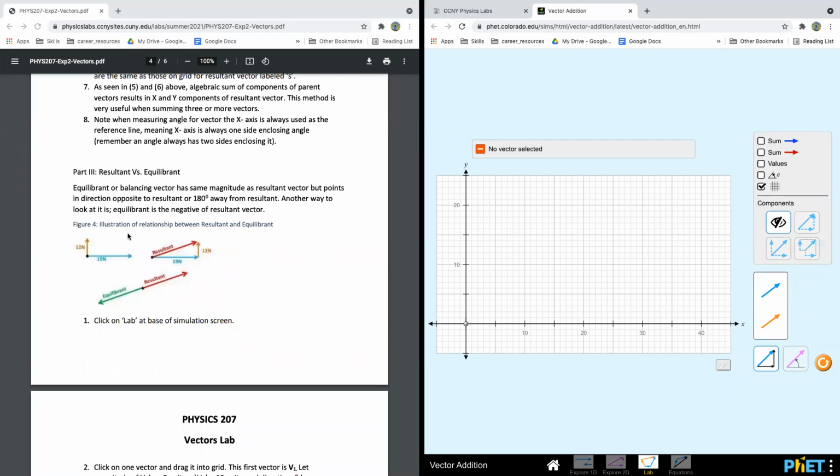Before we start, we have to introduce another concept, which is equilibrium. We have to make a comparison between resultant and equilibrium. When we see a resultant, that means two vectors added together. Say one is vertical, one is horizontal, and then you add them together. From the tail of one vector pointing to the other vector's head, this is the resultant.